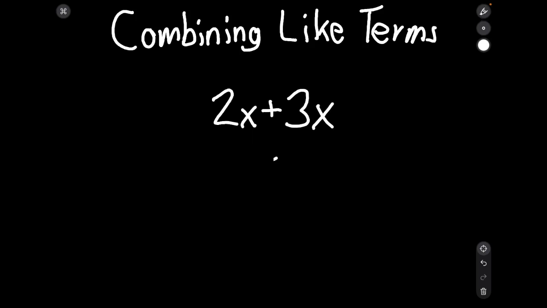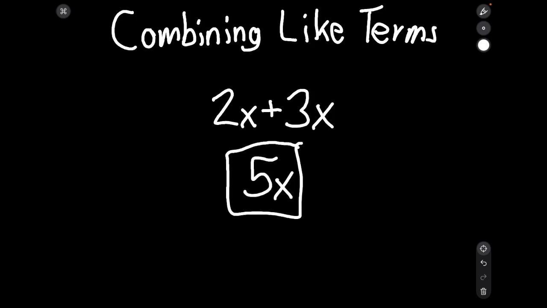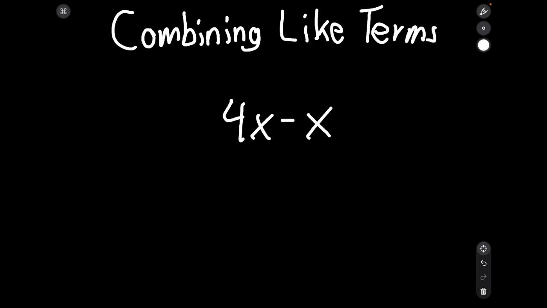For our first example, we have 2x plus 3x. These are like terms because they both have x. So we must add the numbers 2 plus 3, and then we get 5x. For our next example, we have 4x minus x. This is also combining like terms. So we must do 4 minus 1, which is 3. So then we get 3x.